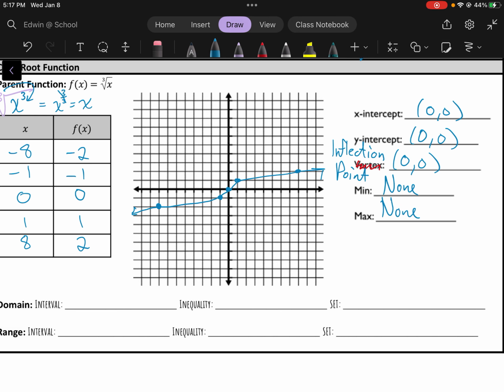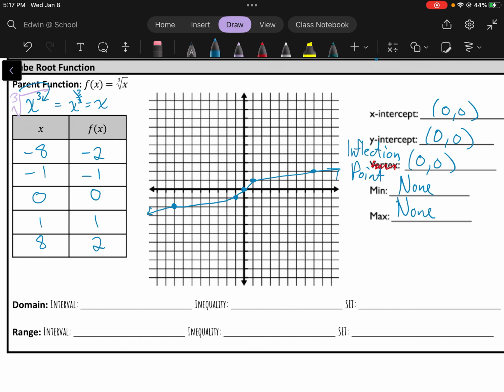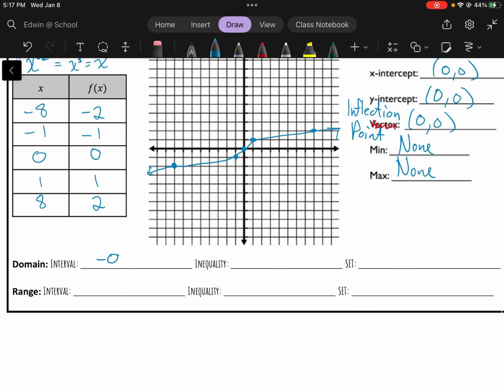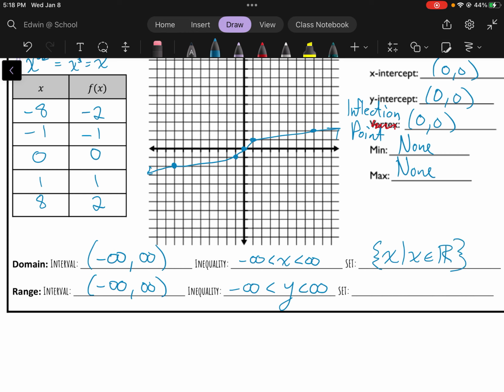So since it goes down forever and up forever, and to the left forever and to the right forever, that means we're just going to do infinities all across the board. Our domain is not bounded by anything, and neither is our range. Finishing off with set notation: y such that y is a part of all real numbers.